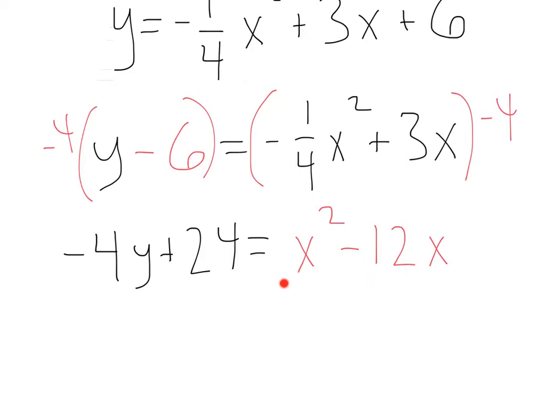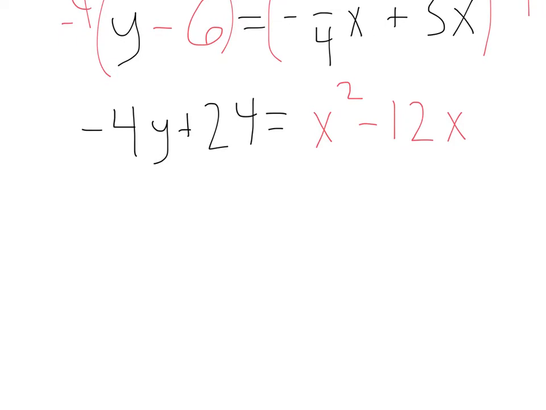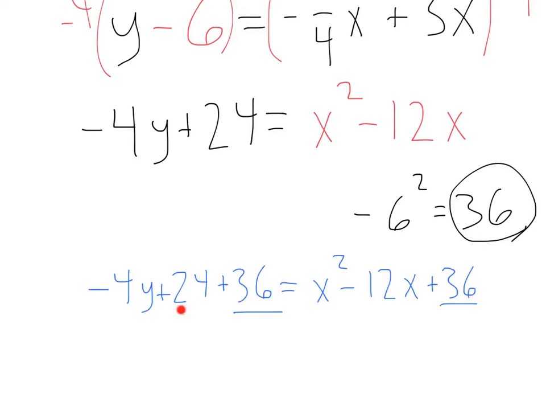Alright, now that we've got our x terms by themselves, we need to complete the square in order to group this together. So, remember, completing the square, you divide this b term by 2, so that's going to give us negative 6. You square that, that's going to equal 36. And this is what we want to add to both sides. If we do that, we'll get negative 4y plus 24 plus 36 equals x squared minus 12x plus 36.